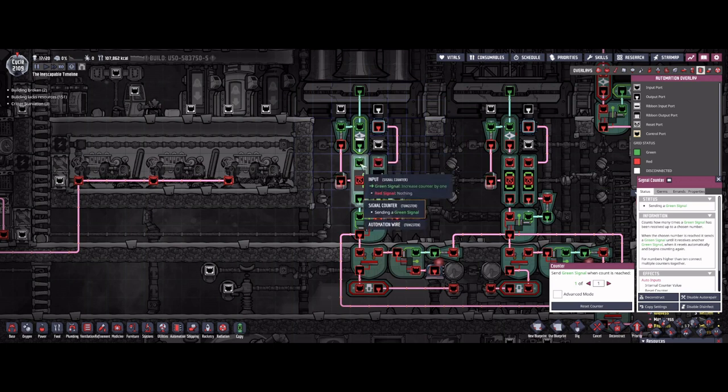And every time this receives a fresh green signal, okay, not a continuous green signal, but a fresh, new, interrupted green signal, it will put the counter up 1. And so if you had something that had to happen in the game 5 times, and every time it happened, it sent the green signal briefly, this would start counting. And when it hits 5, or whatever number you have it set to, then this part will send a green signal.